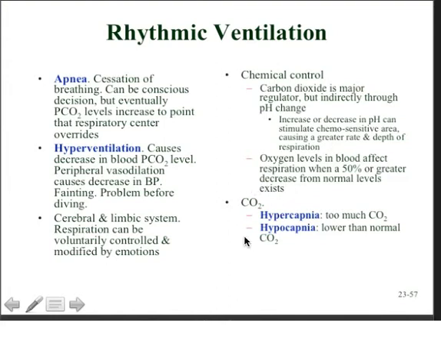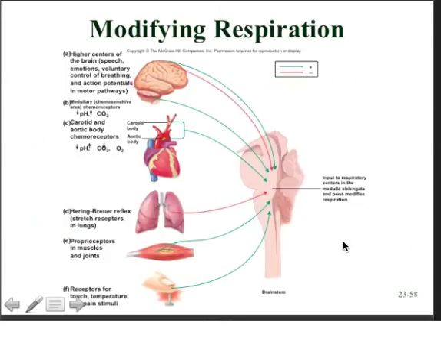Conditions can also exist where you have abnormal amounts of CO2 in the blood. Hypercapnia describes too much CO2, hypocapnia, lower than normal CO2. And the bottom line in both of these conditions is the respiratory rate will adjust. In hypercapnia, respiratory rate and depth of breathing will increase. In hypocapnia, the reverse will be the case. And so what you're looking at here is just some of the impacts on respiration rate and depth of breathing.